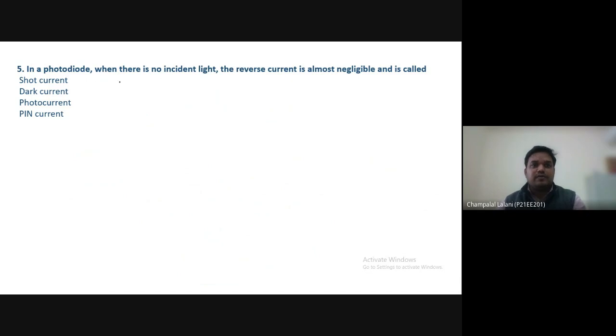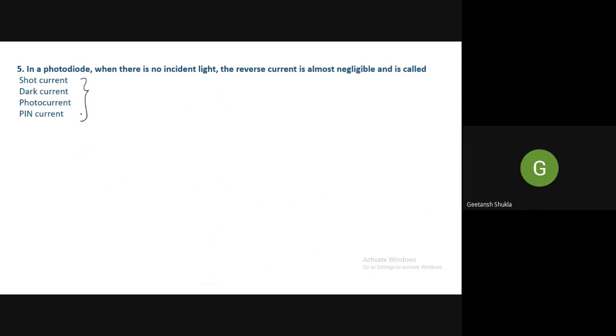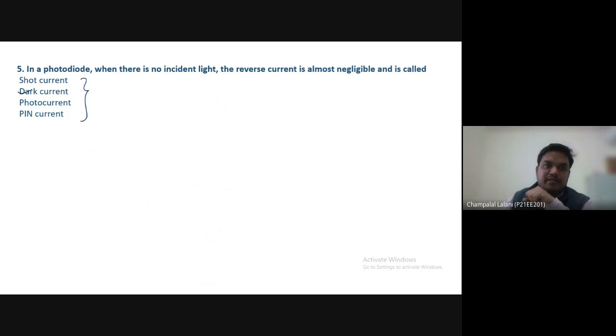In a photodiode, when there is no incident light, the reverse current is almost negligible, and it is called as. Again, you have 4 options. You need to give the answer. Dark current. Yeah, dark current is the correct answer.